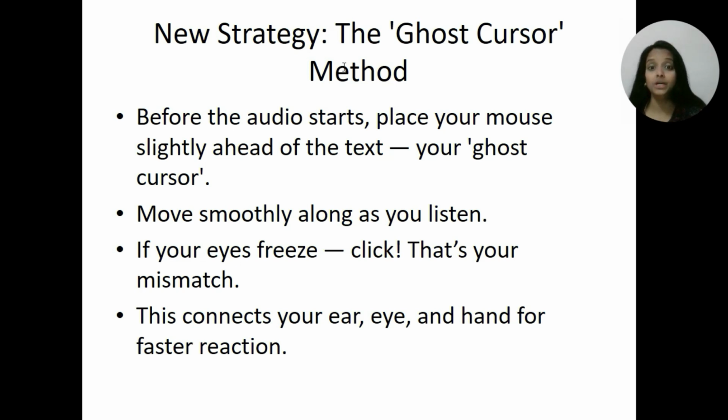So never jump word to word. If your ear catches something that does not match, your eyes will freeze naturally. That freeze is your trigger to click. This simple trick, ghost cursor tracking, aligns your motor movement, eye motion, and ear focus. When all three are connected, your reaction speed doubles. Got it? Okay, now it's time for us to go to an example.